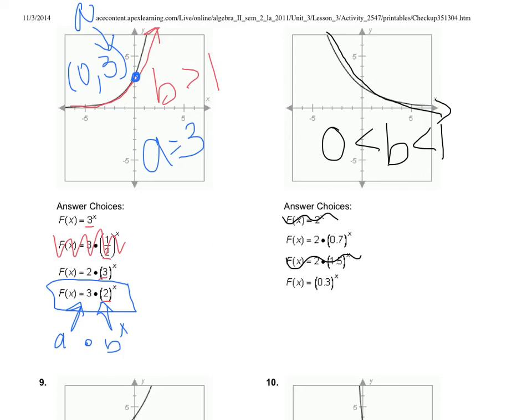So now we just have to look at what our y-intercept is. Our y-intercept is here at the ordered pair 0, 2. That means that this number 2 is our a value. So we have to multiply the part with the exponent by 2, and that's going to mean our second one is our answer choice, our correct answer choice.